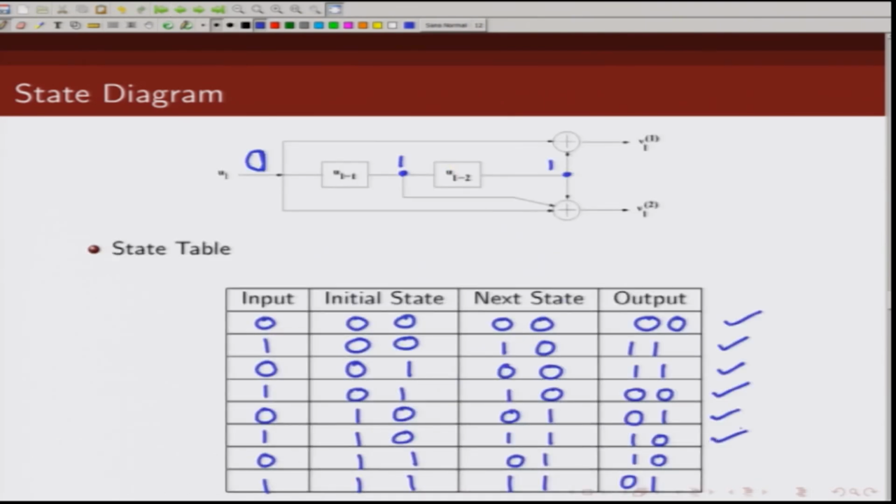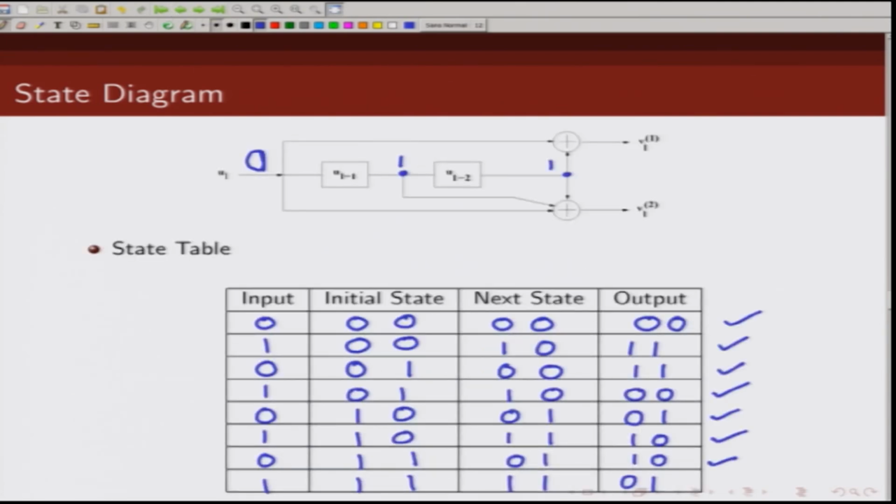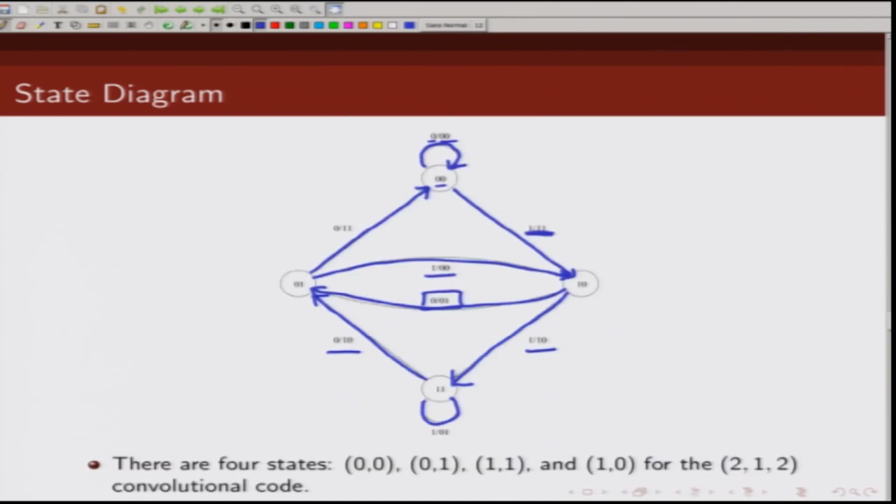And finally, when you are in state 1 1, if you receive a 0, you move to state 0 1 and output is 1 0. So, you are in state 1 1, you receive a 0, you move to state 0 1, input is 0, output is 1 0. And finally state 1 1, input 1, you remain in state 1 1 and the output is 0 1. You receive a 1, you remain in state 1 1, input is 1, output is 0 1.